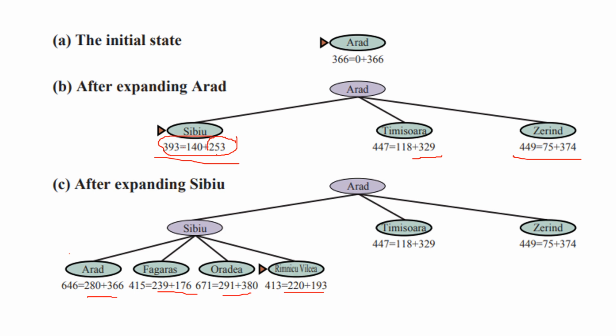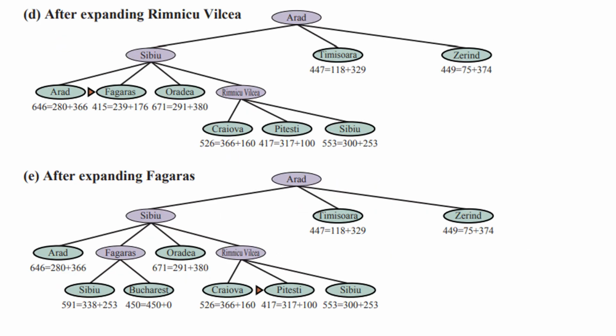So that means Remnicu Vilcia now has the lowest, that means 413, that is f of n. So it will be expanded next. Nodes already expanded, like Arad, we will ignore. Then here we are expanding Remnicu Vilcia. There we can see that there are three neighbors, Sibiu, Pitesti and Craiova. So here also we will find g of n plus h of n.